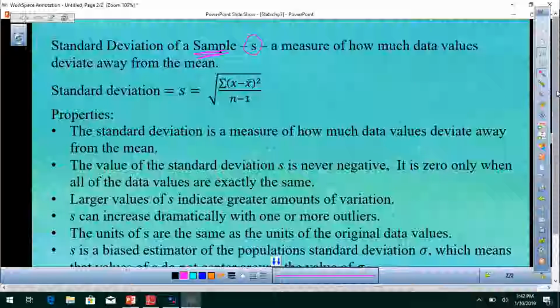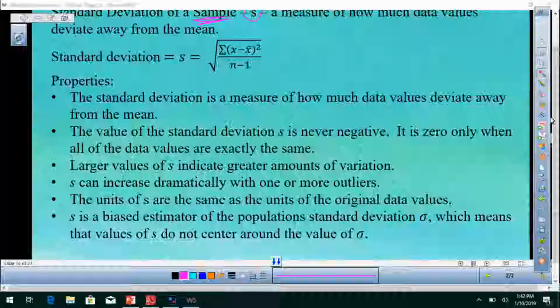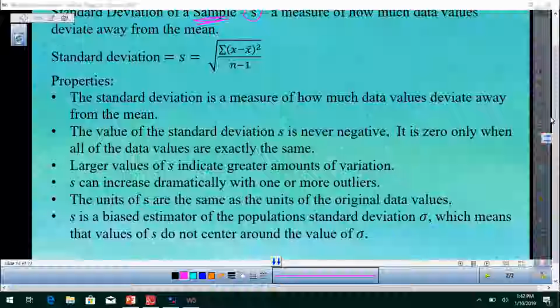Properties. The standard deviation is a measure of how much data values deviate away from the mean. The value of the standard deviation S is never negative. It is 0 only when all of the data values are exactly the same. Larger values of S indicate greater amounts of variation. S can increase dramatically with one or more outliers. The units of S are the same as the units of the original data values.